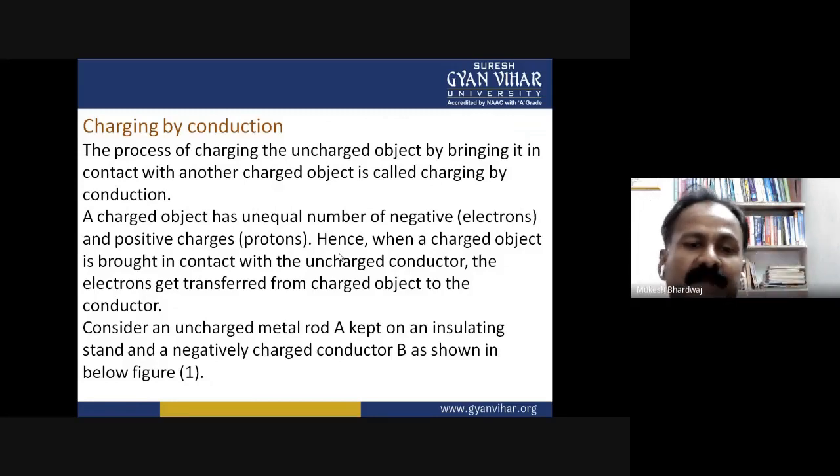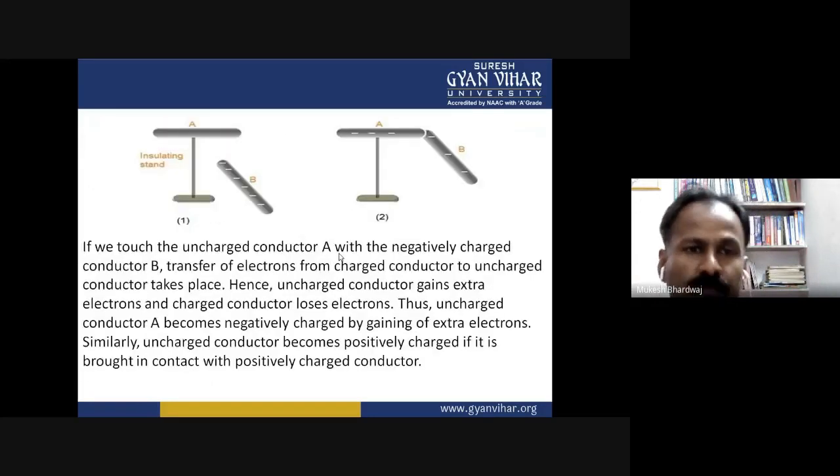Consider an uncharged metal rod A capped on an insulating stand and negatively charged conductor B as shown in the figure below. In this figure, one rod is on an insulating stand and totally uncharged, and rod B is charged with negative charge. When you make rod B contact rod A, the charge will get equally distributed or transferred to rod A. So this is called the charging method by conduction.